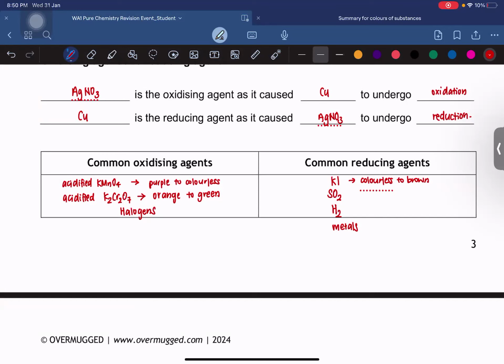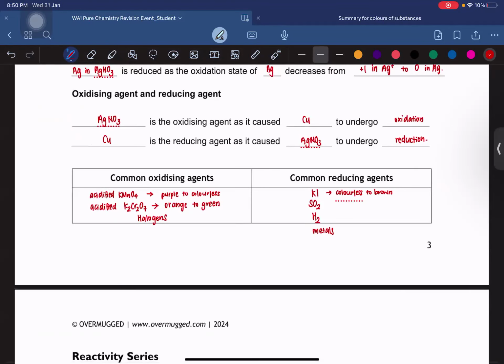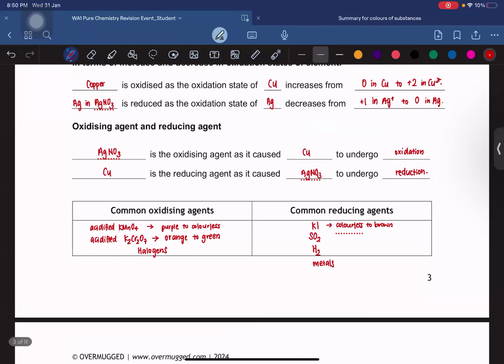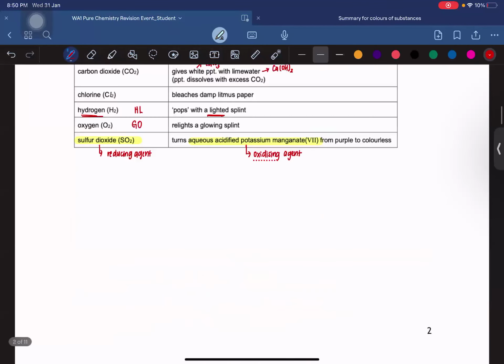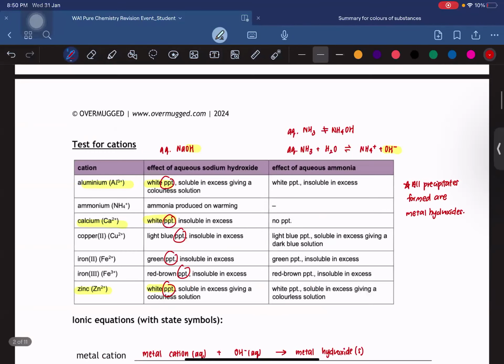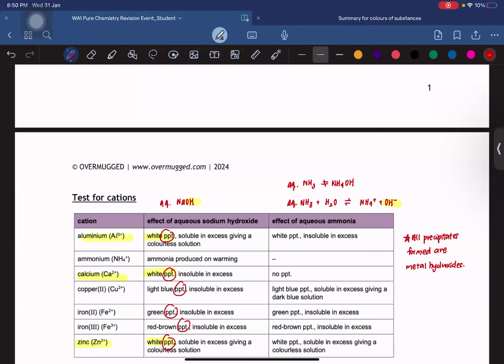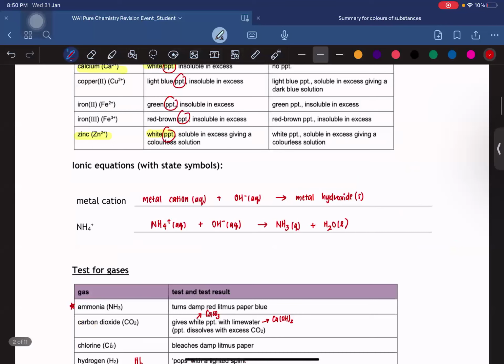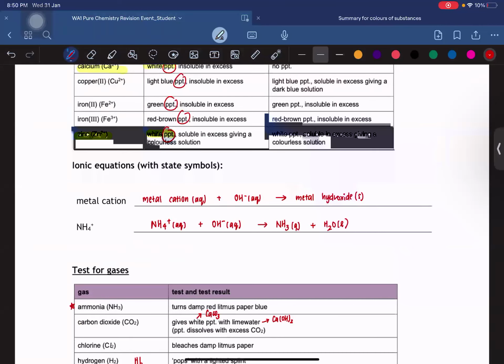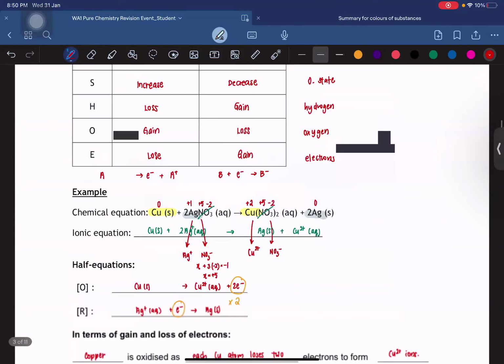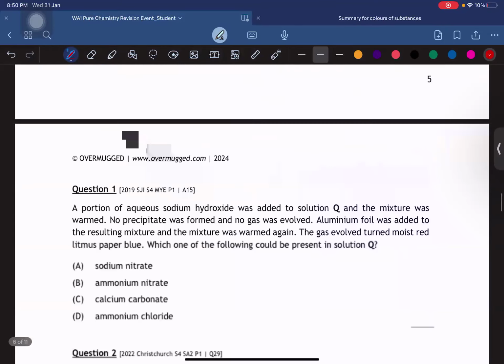Okay, good. So like I said, redox is a topic that can be integrated into any topic. A very good topic they like to integrate with redox is QA. They like to integrate QA with redox, moles with redox. Next time when you learn electrolysis, redox will happen again. Understand? So can we take a look at question 12?